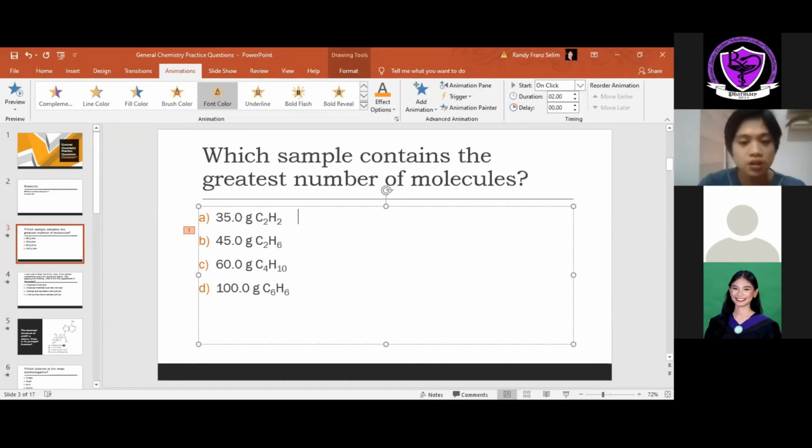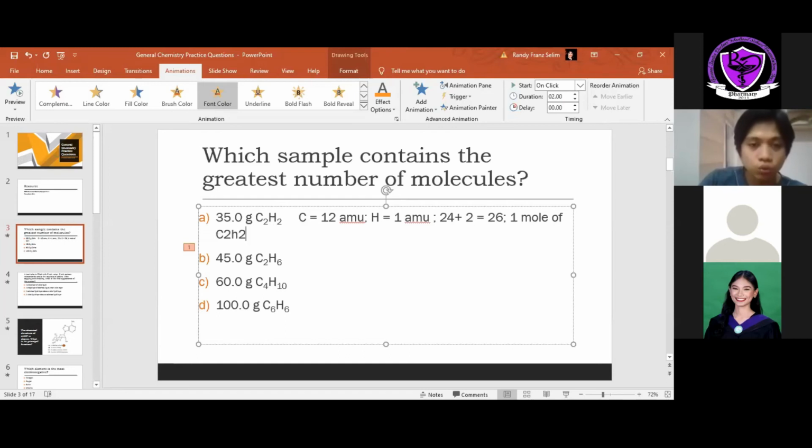So, for here, carbon is equal to 12 atomic mass units. Hydrogen is equal to 1 atomic mass unit. So, for C2H2, we have 24 plus 2. Therefore, that's 26. Ibig sabihin yan, 1 mole of C2H2 is equal to 26 grams. So we have now the conversion factor.